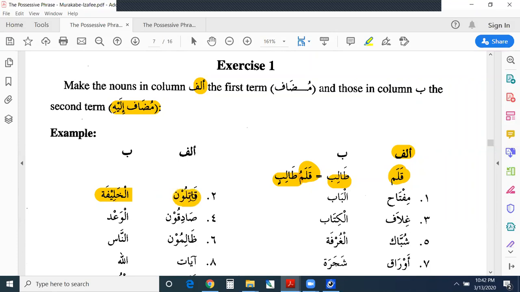Qatiluna. What kind of noun is this? This is how we have to analyze in our head so that we can make the mudaf and mudaf ilay. Is Qatiluna some sort of jama? Yes, Qatiluna is jama. What kind of jama is this? Jama salim. Jama salim muzakkar or muannath? Muzakkar. Okay, let me work with Sister Nosheen for a second. Sister Nosheen, is this jama salim muzakkar? Muzakkar, yes. Okay. Qatiluna. So what was the rule about mudaf ilay?